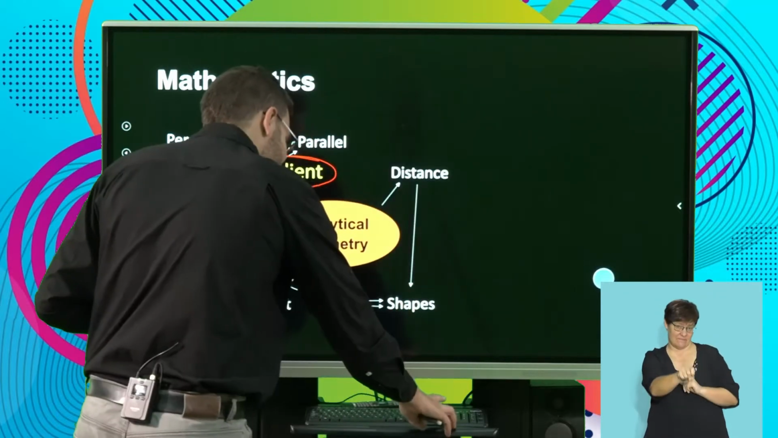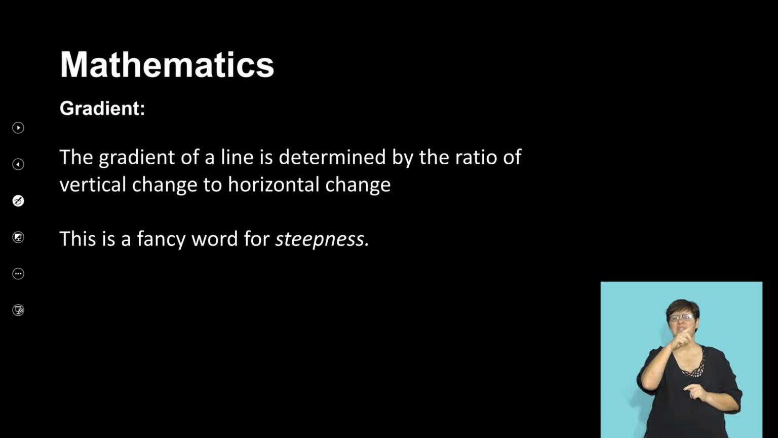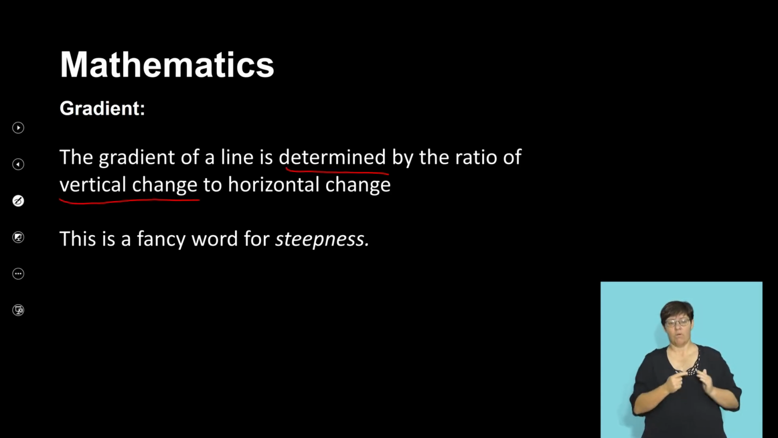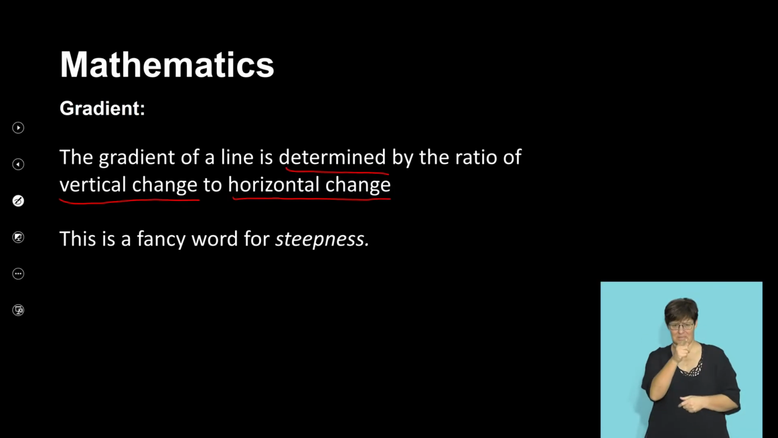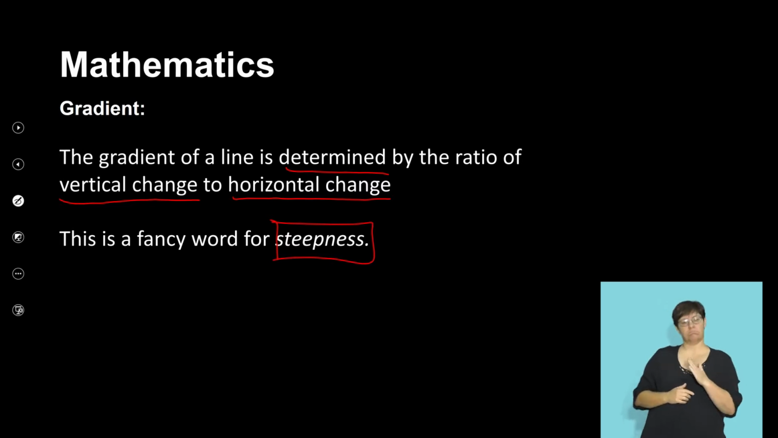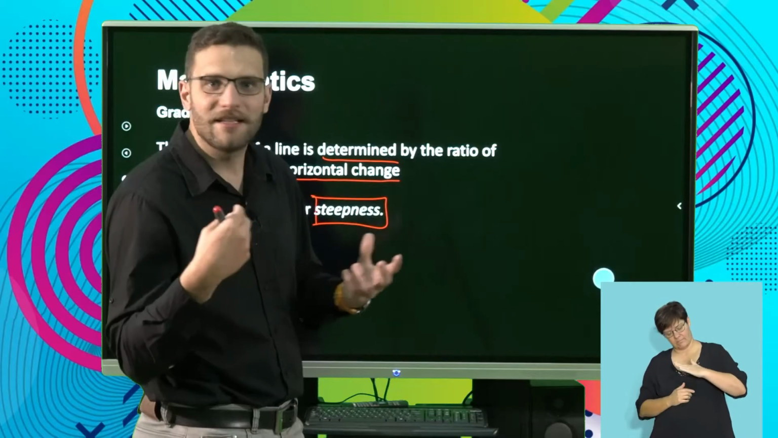So, what is gradient? The gradient of a line is determined by the ratio of the vertical change to the horizontal change. Now, that sounds super fancy and quite complicated, but gradient is just a fancy word for the steepness of a line. How steep is a line? How flat is a line?